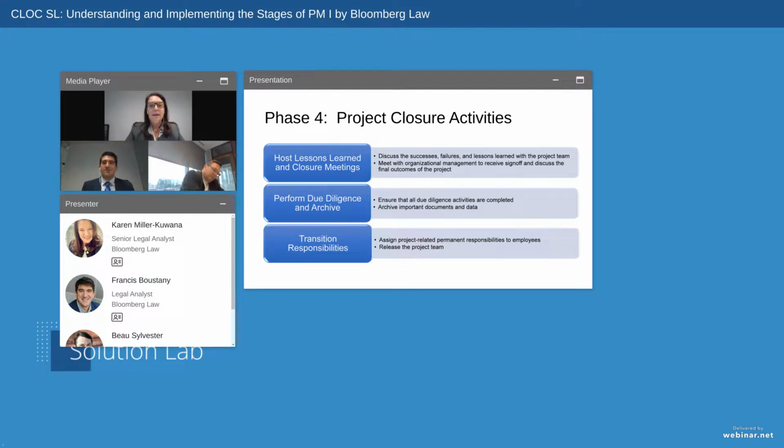You also want to identify and document the successes, failures, and lessons learned throughout the project. The goal here is to help the organization and the project team learn what went right, what went wrong, and how to avoid similar challenges with future projects or matters.